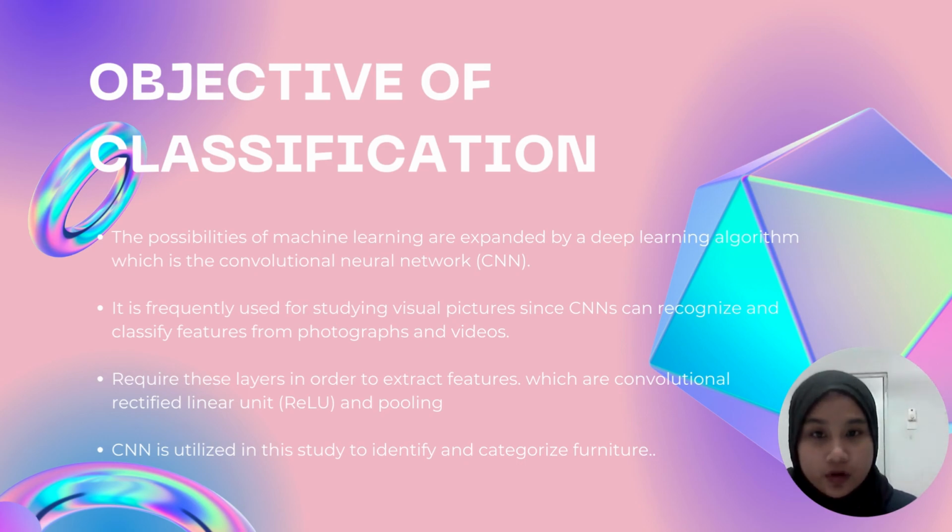So I will present the objective of classification. The first one is that the possibilities of machine learning are expanded by a deep learning algorithm, which is the convolutional neural network, CNN. It is frequently used for studying visual pictures since CNNs can recognize and classify features from photographs and videos. The third one is that it requires these layers in order to extract features: convolutional, rectified linear unit (ReLU) and pooling. And the last one is CNN is utilized in the study to identify and categorize furniture.